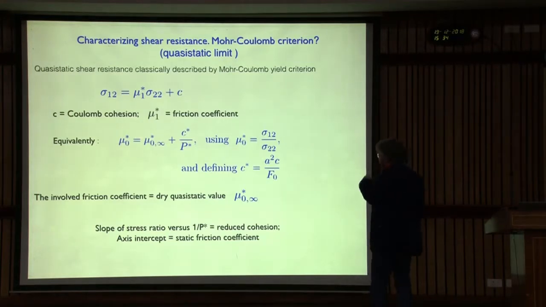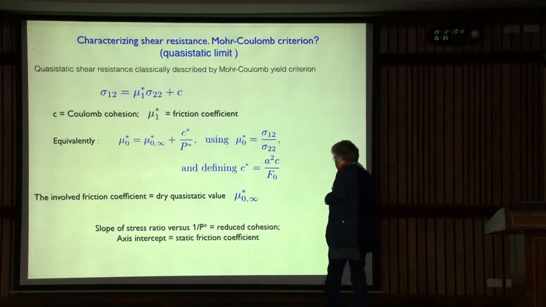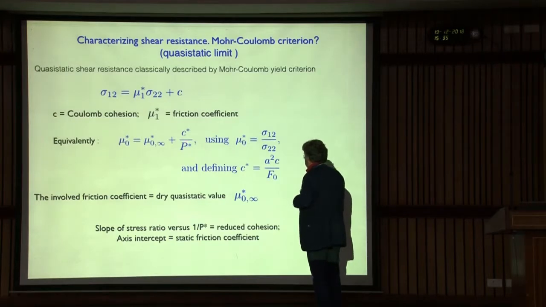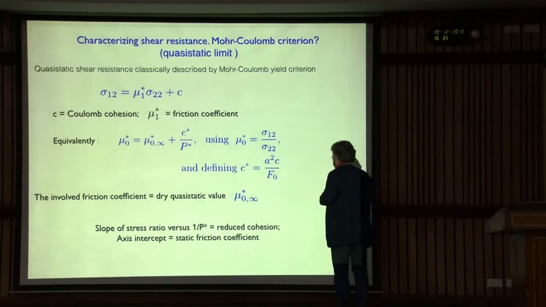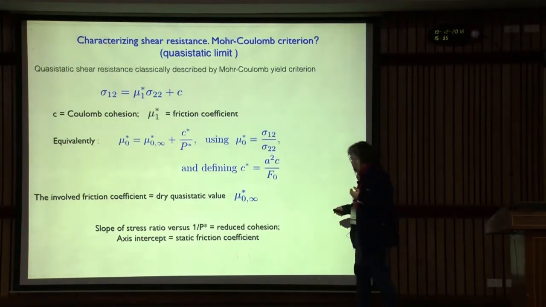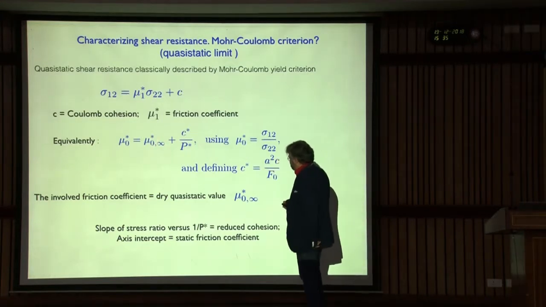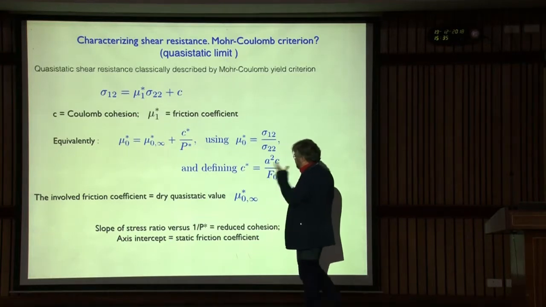So equivalently, we might divide this by sigma 2,2, and so the friction coefficient will appear here, and this will appear there, because sigma 2,2 up to some constant coefficient is P star, and we define a reduced cohesion C star like that. Similar, C star is to C what P star is to sigma 2,2. Now, I directly wrote mu star 0 infinity, sorry for that notation, but 0 means I equal to 0, quasi-static limit. Infinity means P star infinite, so a dry material.